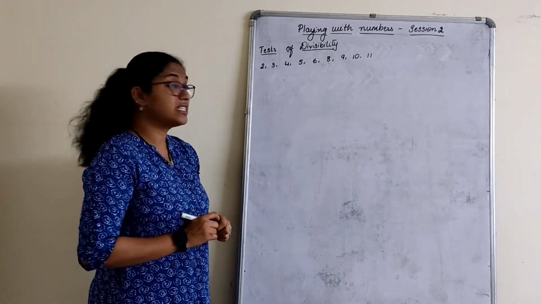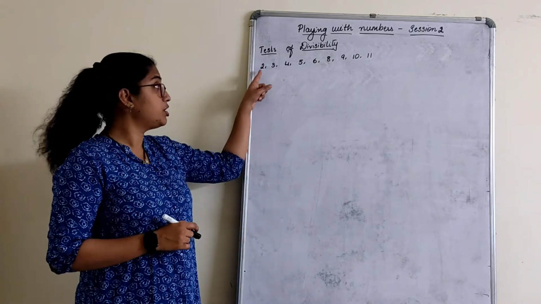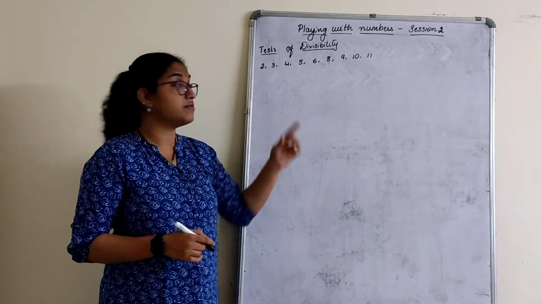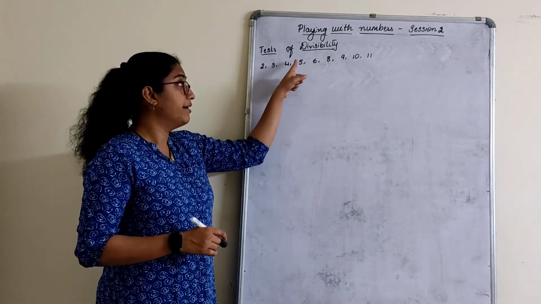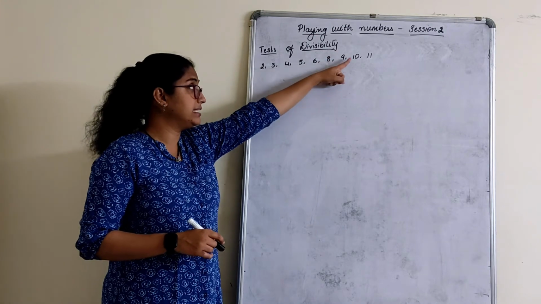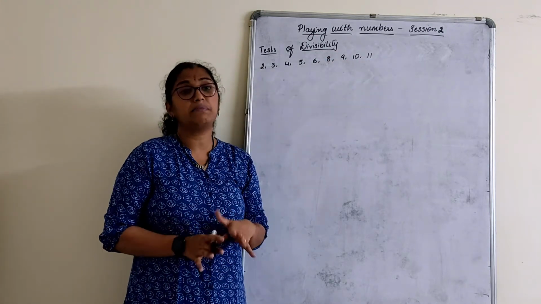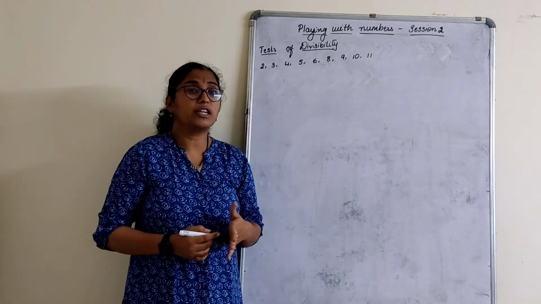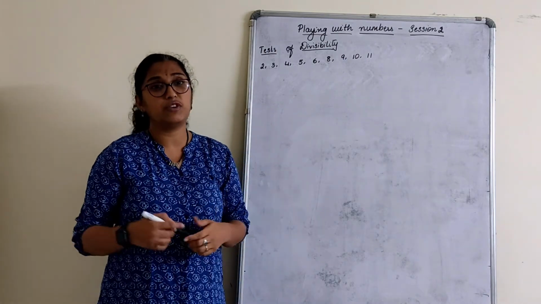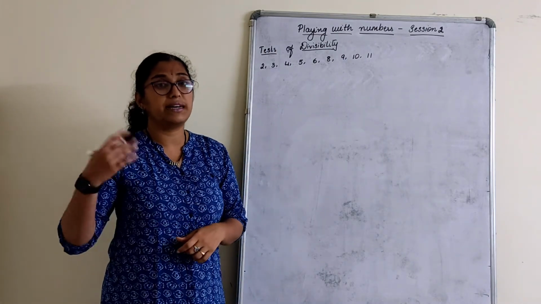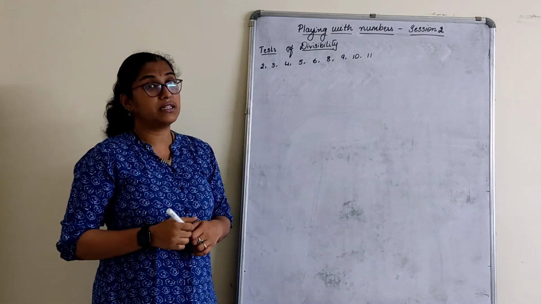Today's session is the last session on the chapter Playing with Numbers, and that is on tests for divisibility. When we talk about tests for divisibility, how do you check whether the given number is divisible by 2, 3, 4, 5, 6, 8, 9, 10 and 11? These are the basic numbers. 7 we usually don't, because we just see the multiples and come to know that it is divisible by 7 and the further numbers and so on.